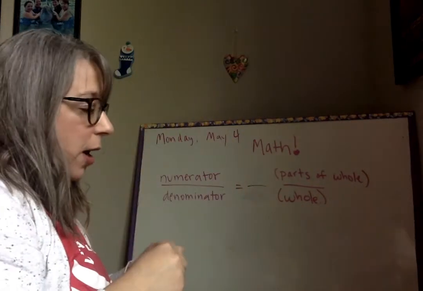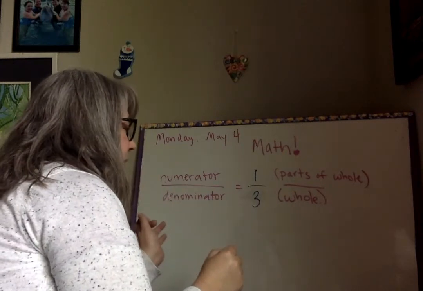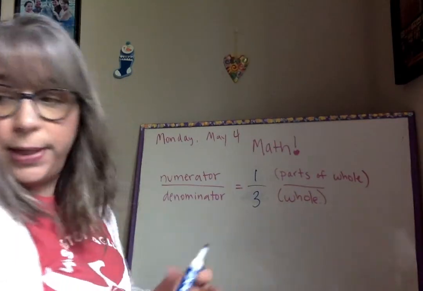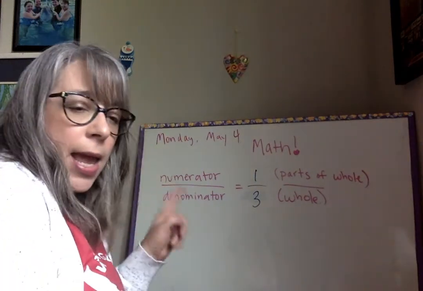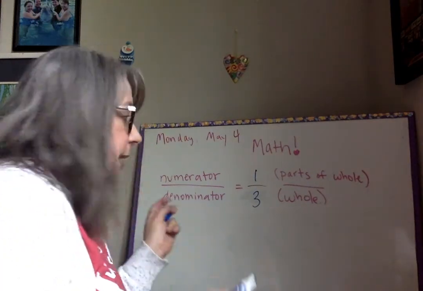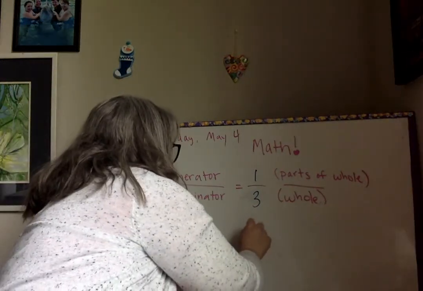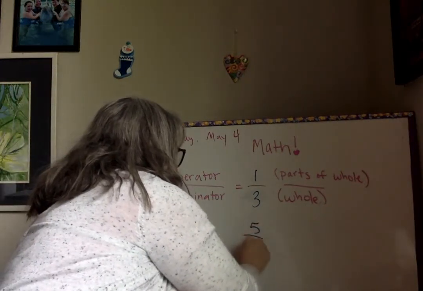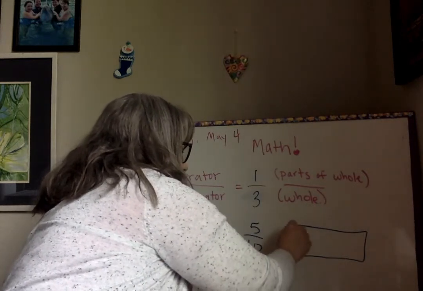So I want you to draw a picture of 1/3, and if you want to do a number line, then go for it. We can do it. And I also want to see a picture or a number line, or both, I don't care. And then I also want you to show me what 5/10 would look like. Now, if you want to draw a square, then go for it, because that may be easier.